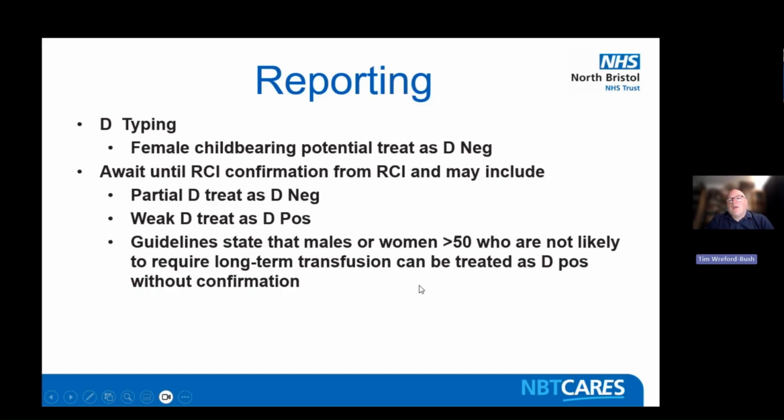Guidelines state that males or women over 50 who are not likely to require long-term transfusion can be treated as D positive without confirmation. Okay, that'll be down to your local policies.